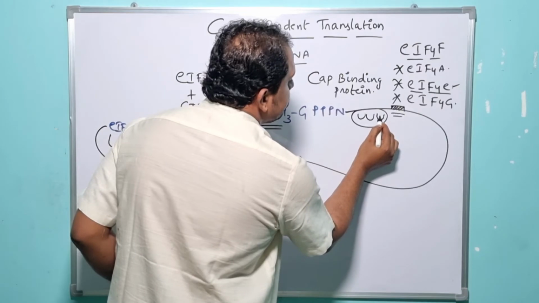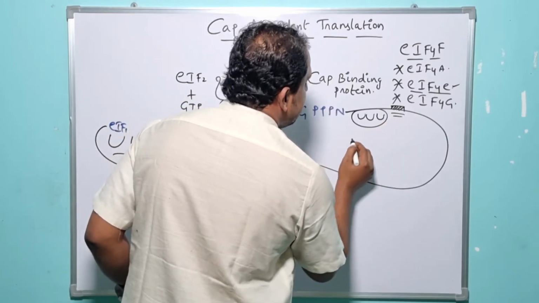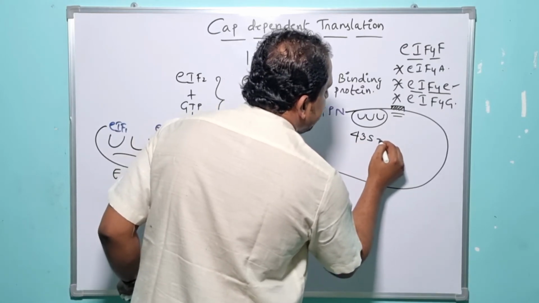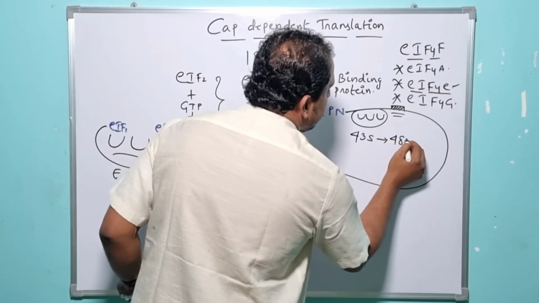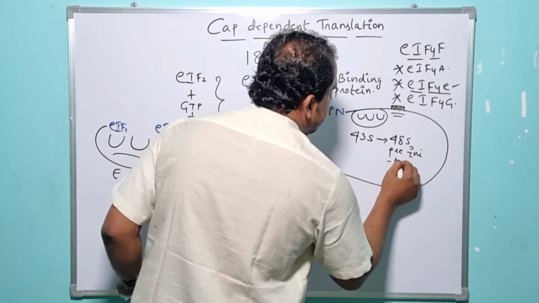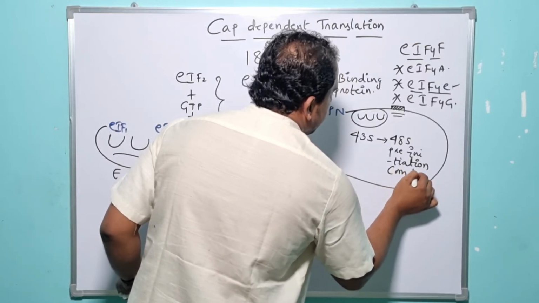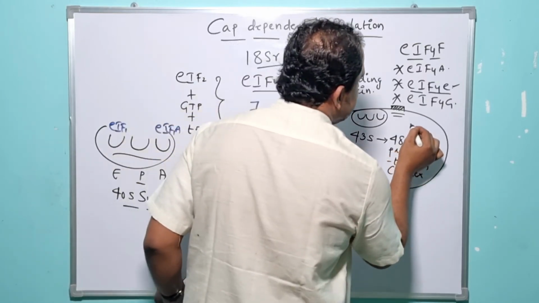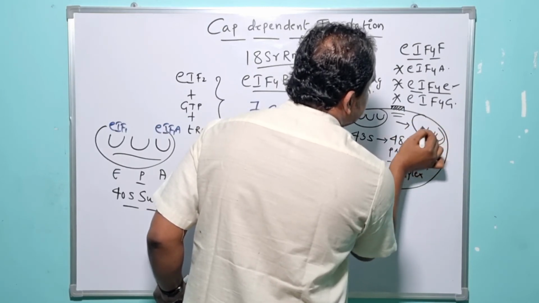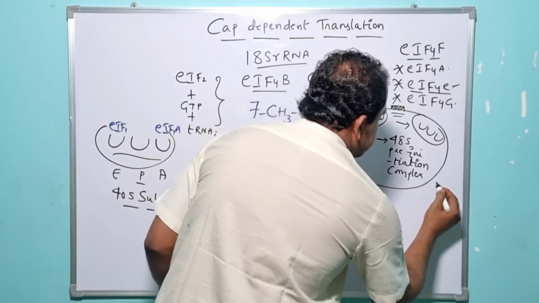So once the 43S pre-initiation complex is capable to recognize the start codon, under such condition, the 43S pre-initiation complex gets successfully modified into 48S pre-initiation complex, right? Then after, the 48S pre-initiation complex is modified into 80S pre-initiation complex. What is it? 80S pre-initiation complex, right?